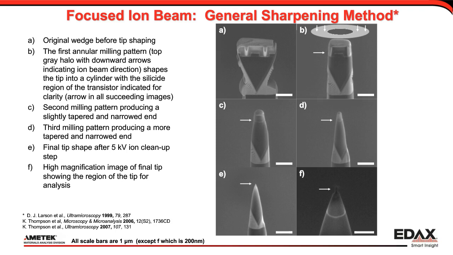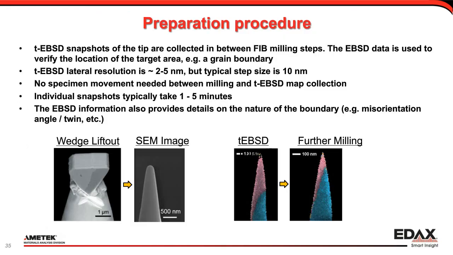Now this process does tend to damage the surface a little bit and implant gallium ions into the material. So to minimize that, we'll finally mill with a 5 kV ion beam, which can get rid of most of the gallium ion damage.